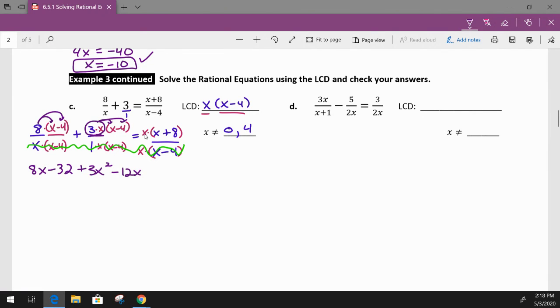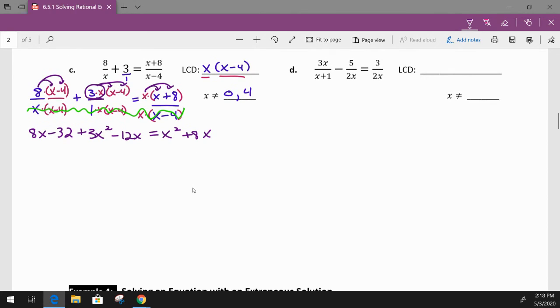On the right side of the equation, you're going to distribute the x, which will then give you, don't forget this is an equation, so you have to have your equal sign, x squared plus 8x. So this is a quadratic equation. Since it is quadratic and we have x squared and x terms, we need to get 0 on one side of the equation. We also want our leading coefficient to be positive.